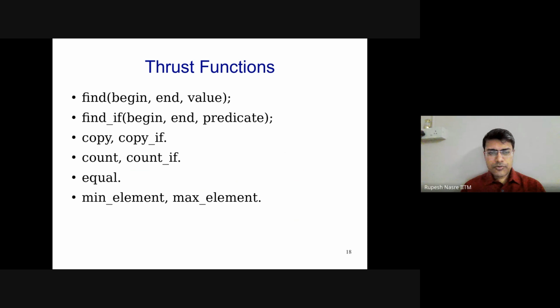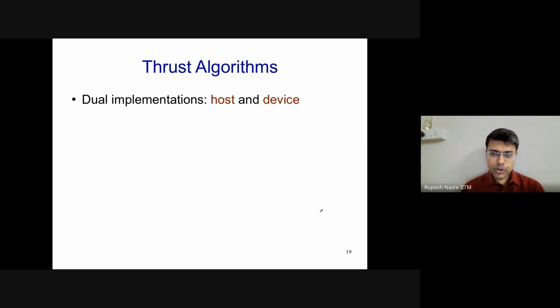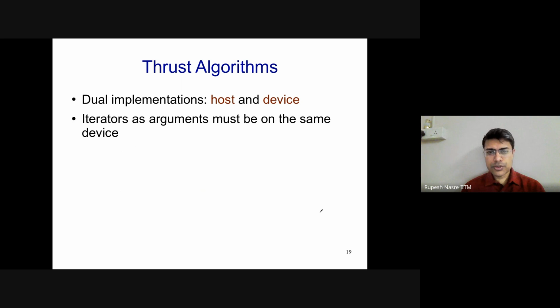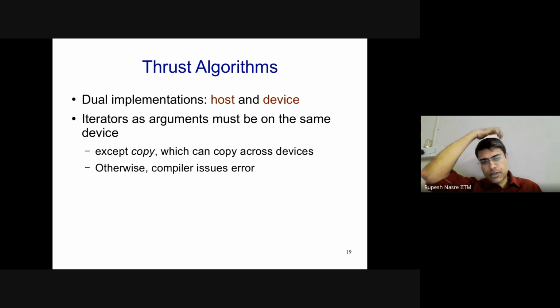Okay, so some of these functions are supported. Right. So the algorithms that are supported by Thrust are dual implementations, and therefore those work on both host and device. Iterators as arguments must be on the same device, that is the DSRC, DSRC2, right, that we specify. These should be from the same device. Either both should be host vectors or both should be device vectors. A combination is disallowed, except for copy, which allows that combination to occur.